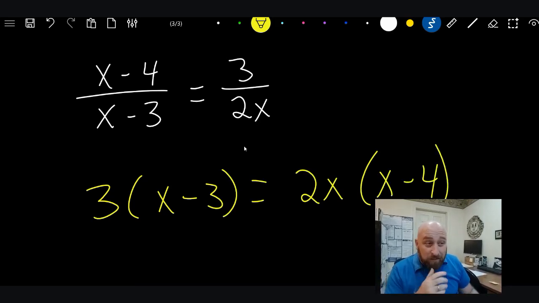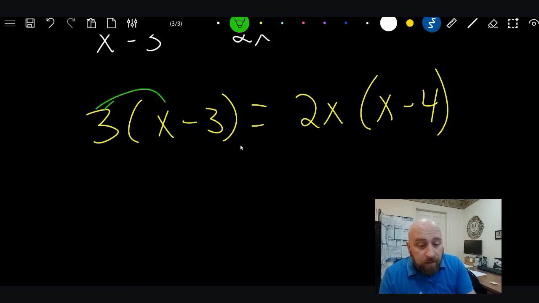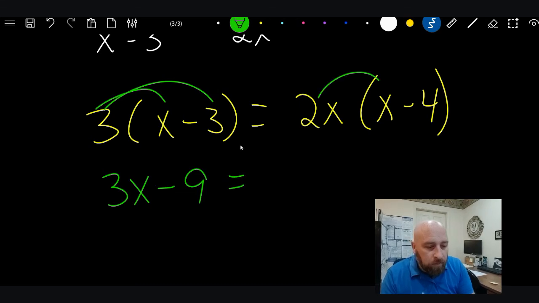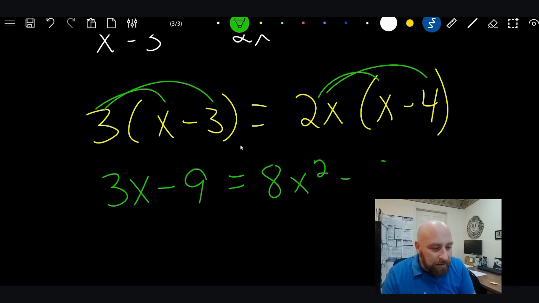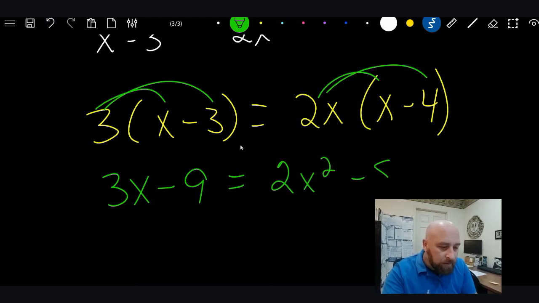All right, now something interesting is going to happen here. This one comes out fine, 3x minus 9 equals, well, look what happens here. I get 8x squared minus 8x. Well, I'm sorry, I wrote that wrong. It's 2x squared minus 8x. Well, we have a little bit of a problem. I mean, I don't think it's a problem. It's just a little bit more complicated maybe than what we've been dealing with. And here's the complication. The complication is this right here, this squared term right here.